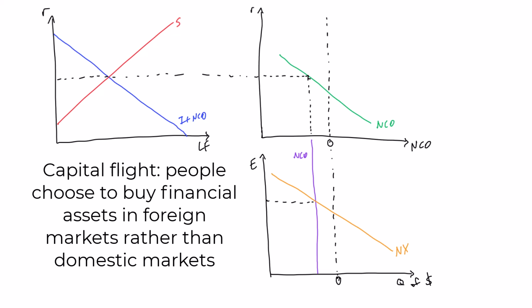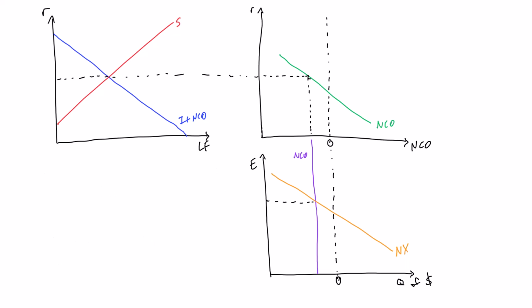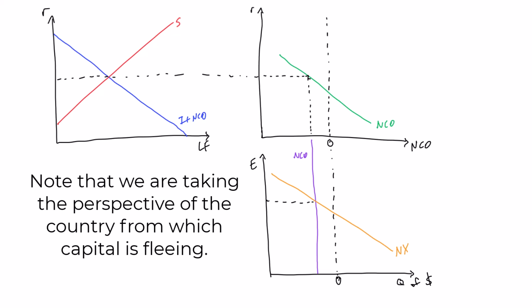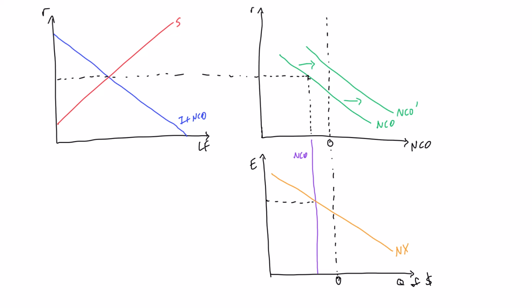Capital flight makes people want to buy foreign assets rather than domestic ones. That is going to shift the net capital outflow curve to the right. This is going to have one other effect, and that is that the demand curve in the loanable funds market will also shift to the right, because the demand there is I plus NCO. So anytime NCO changes, I plus NCO is also going to change in the same way. So we're also going to draw in a shift over there.